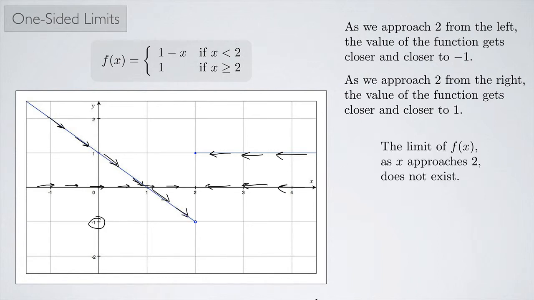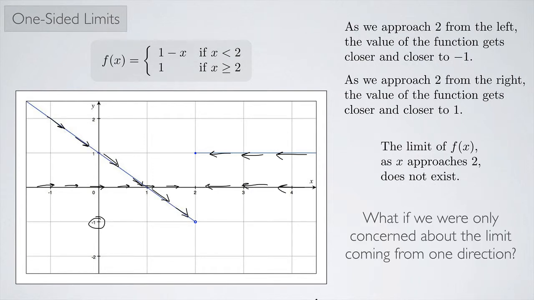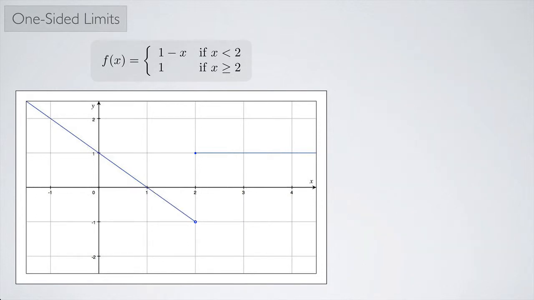So the limit of f of x as x approaches 2 does not exist, and that's because the limit as we approach from the left does not equal the limit as we approach from the right. But what if we only cared about the limits coming from one direction? What if we didn't want to look at the total limit, but we just want to look at the limit as we approach from the left, or the limit as we approach from the right?